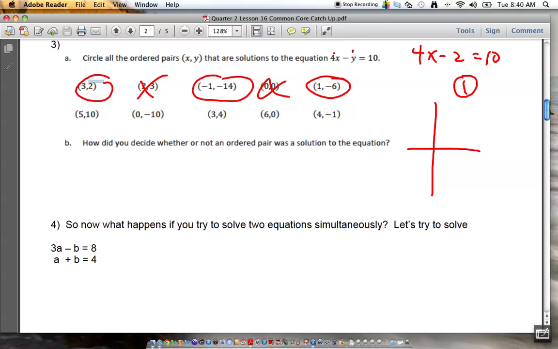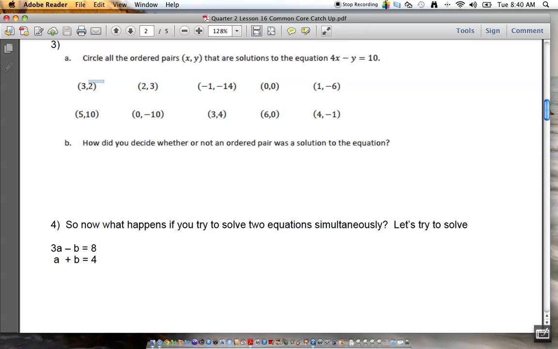this graph would be something like this. Every one of these ordered pairs will check or satisfy in that equation. That's what the whole point behind the graph is. The graph is a picture of all of the points that satisfy or check in a given equation, and we connect all the dots, okay? Now, how did I decide? I simply plugged them in and checked. So now, if it's one equation with two variables, there's an infinite amount of solutions.